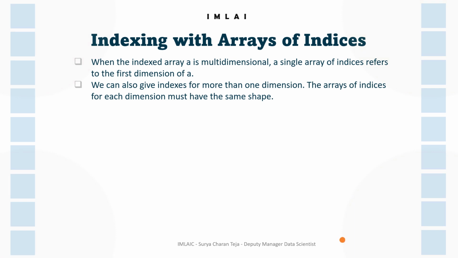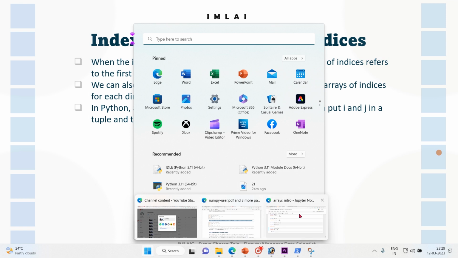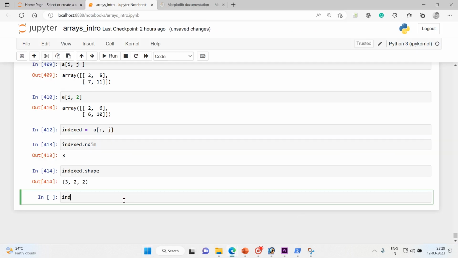And next, in Python, ARR of I comma J, where ARR is just the name of an array, is exactly the same as array of a tuple of I comma J. So we can put I and J in a tuple and then do the indexing with that. That also works. It's not a big deal. So, indexing with a tuple.